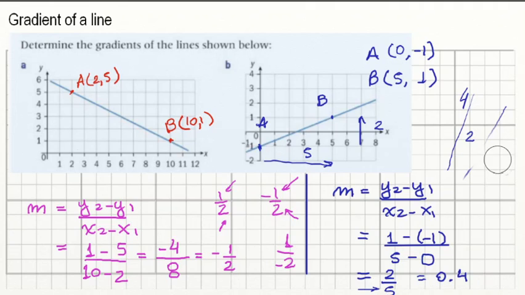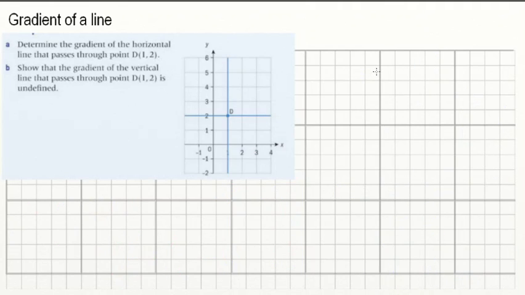So let's take a look at a few more examples now. Okay, so new problem here. Determine the gradient of the horizontal line that passes through point 1, 2. So we're talking about the horizontal line, which is this one here. Now, even if you forget what I've told you about when the gradient is 0, let's just try to calculate. Let's assume that you have forgotten. So how would you calculate the gradient? It would be delta y over delta x.